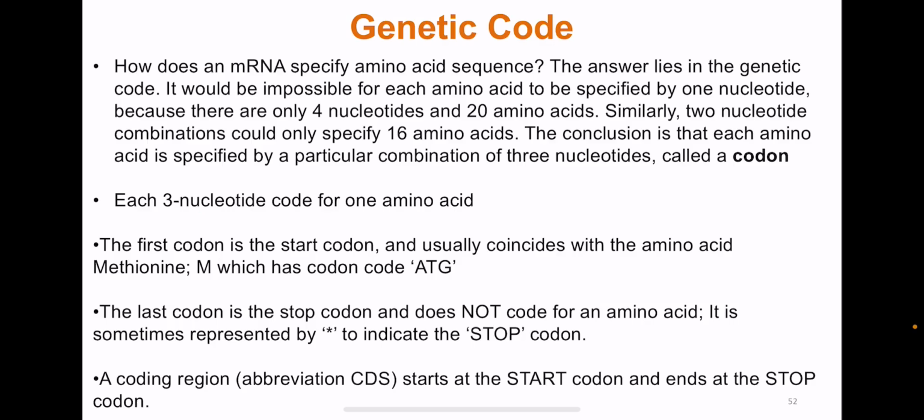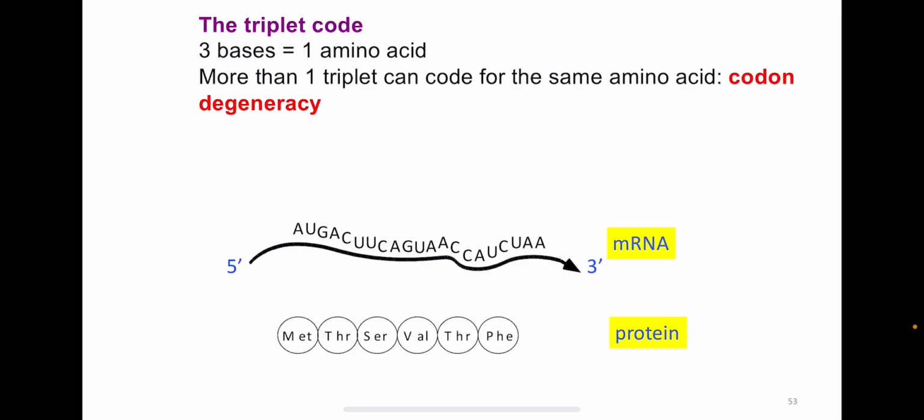So, genetic code. As I said, we have the start codon and the stop codons. The start codon on the DNA is ATG, on RNA it is AUG. The stop codons are UAA, UAG, and UGA.